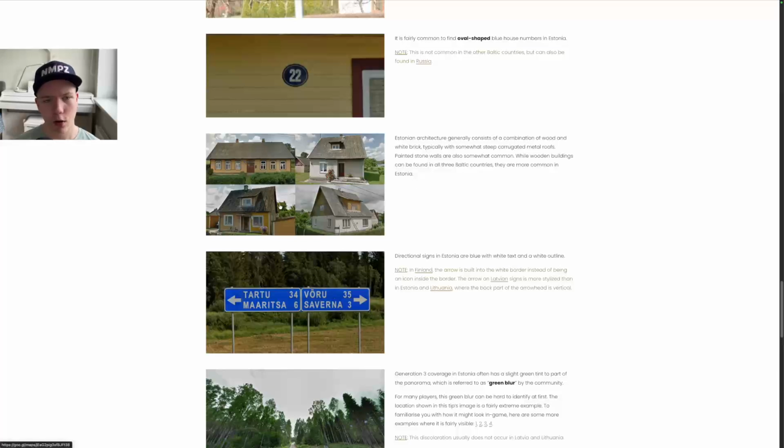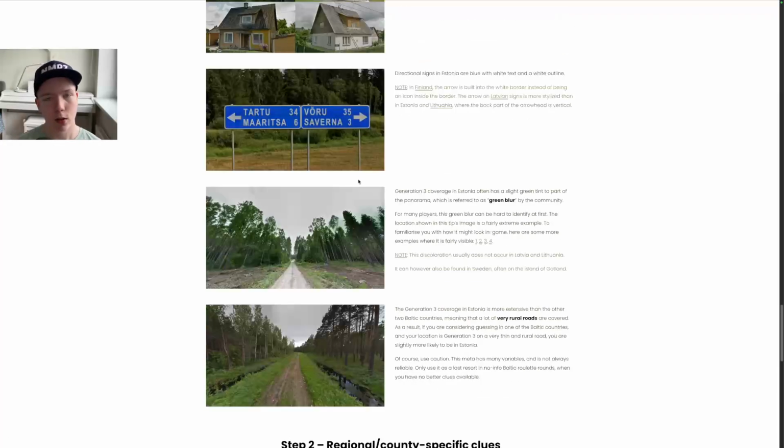Estonian architecture, you quite often see this kind of white brick. I think that's even a bit more common in the southern area, but you can see it pretty much everywhere. Wooden buildings are also quite common. These directional signs just look like this. You can just remember the way they look. They will look pretty much exactly the same.